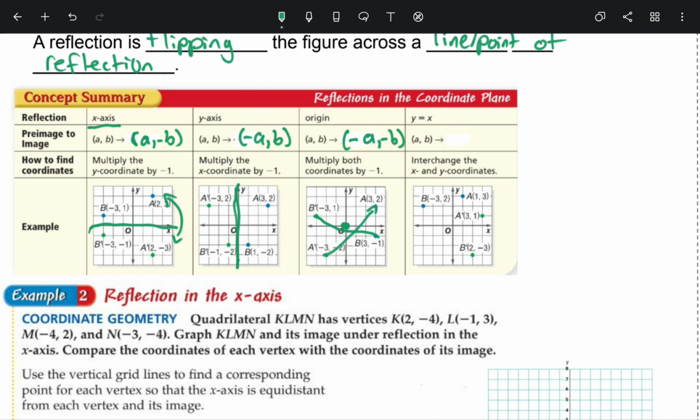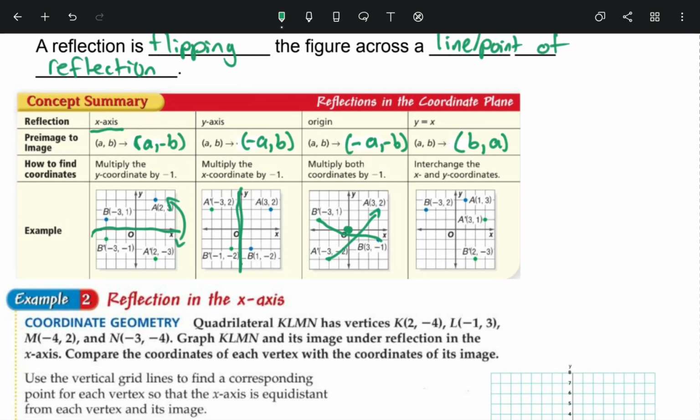Okay. And then let's say we're flipping across the line y equals x. You're not going to change the signs, but you are going to switch the order of the coordinates. So instead of AB, it'll be BA. And that is going to be this line right here that we're flipping across.